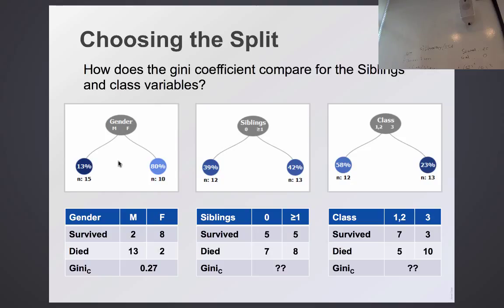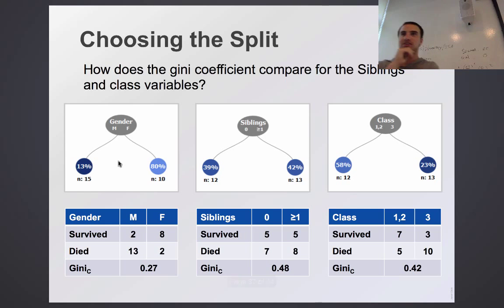Does anyone have a Gini coefficient for the siblings? What do you have for the siblings? What'd you get? 0.48. Anyone? Confirm or deny? 0.48. Alright. Did anyone get one for class? Yeah. What'd you get?